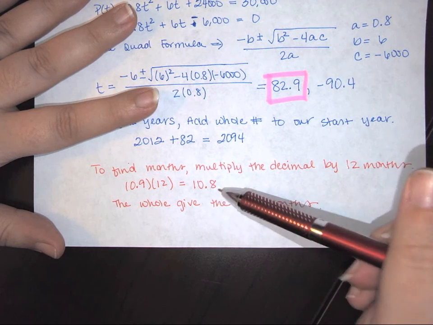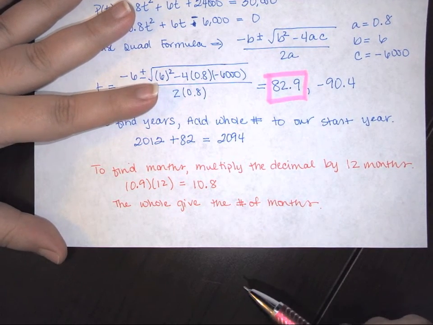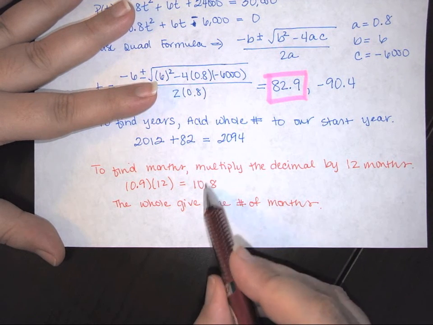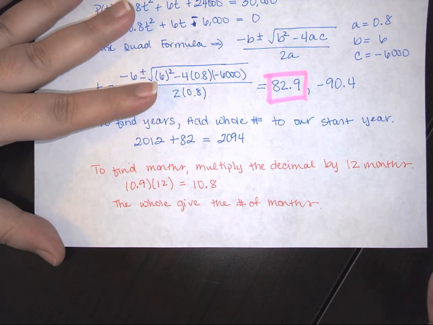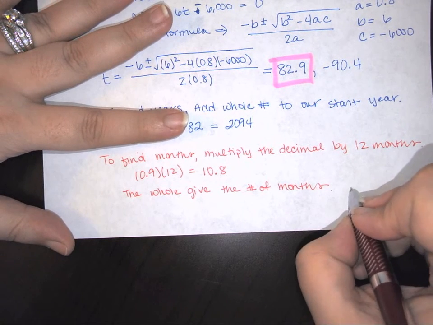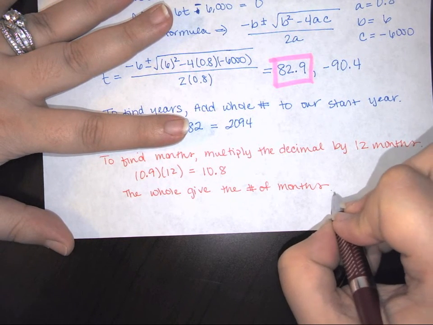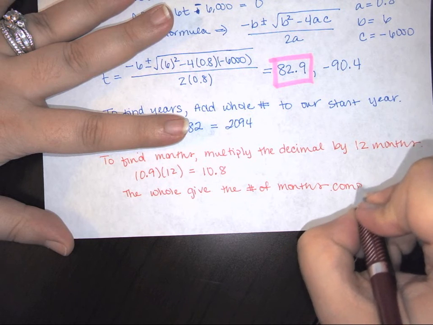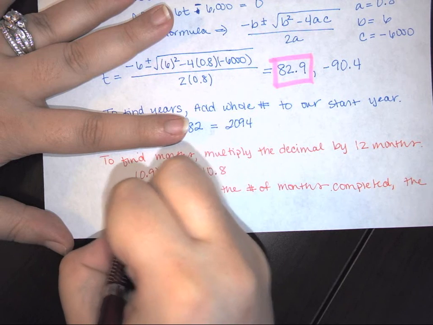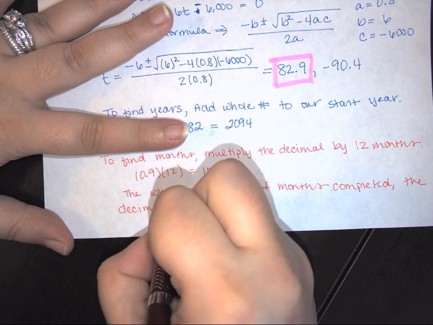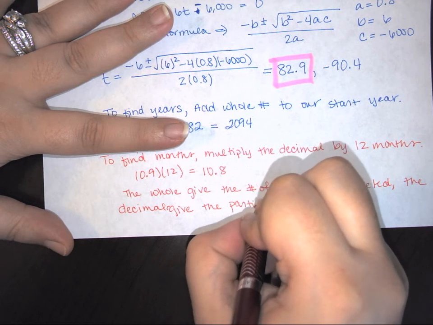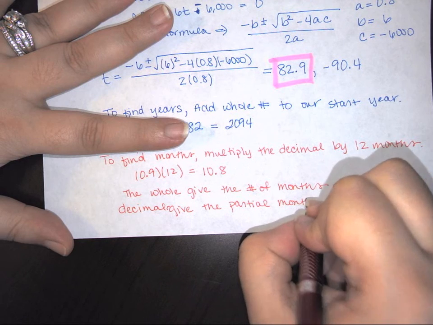So what this is actually telling you is that we are through the 10th month, and the 0.8 tells us we are most of the way through the 11th, okay? So the whole number gives the number of months completed, and the decimal gives the partial month completed.